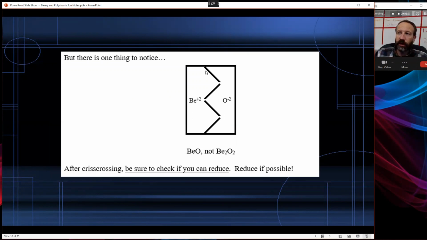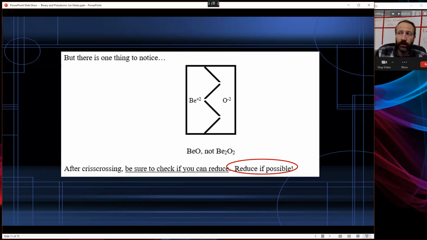Okay, so check this out. Here's another puzzle piece, a big Be piece, a big O piece. What would you have written previously for this puzzle piece? You would have written Be1, O1, because there's one piece of each. But if you did crisscross, what would you have written? 2 and 2, okay? So what I need you to see is we're going to reduce if possible. So the final step is crisscross and reduce if possible, okay? Not just crisscross, you don't stop there. Crisscross and reduce. Be very careful about that, and then you can never go wrong.